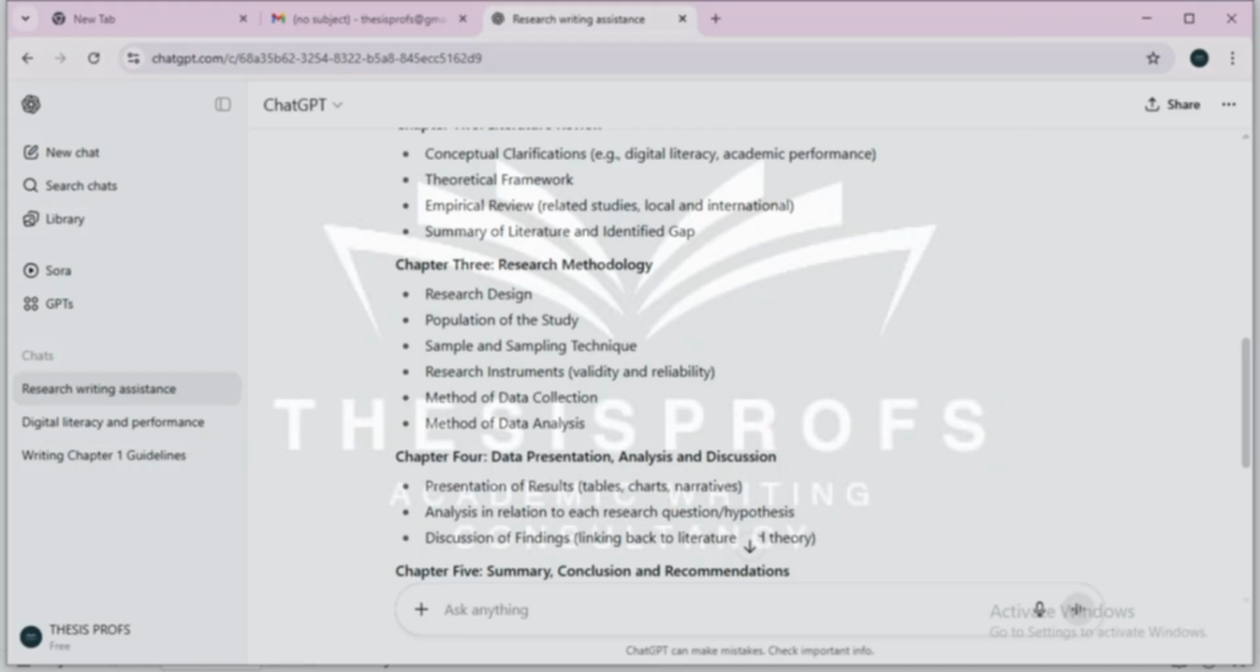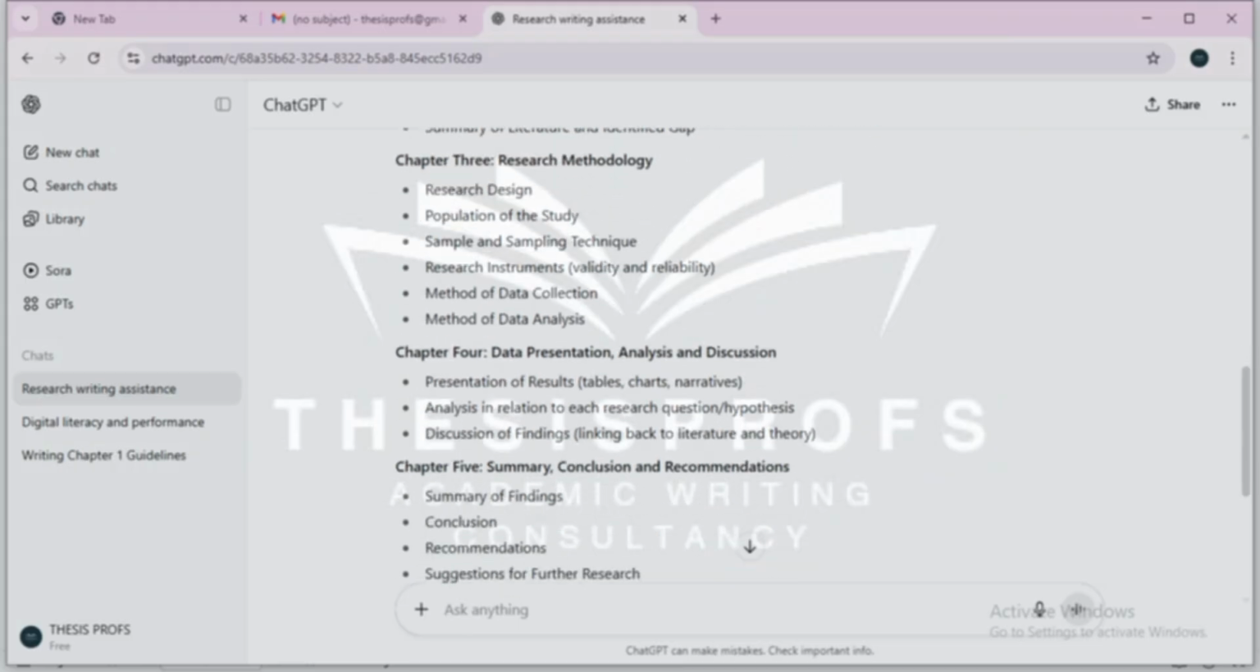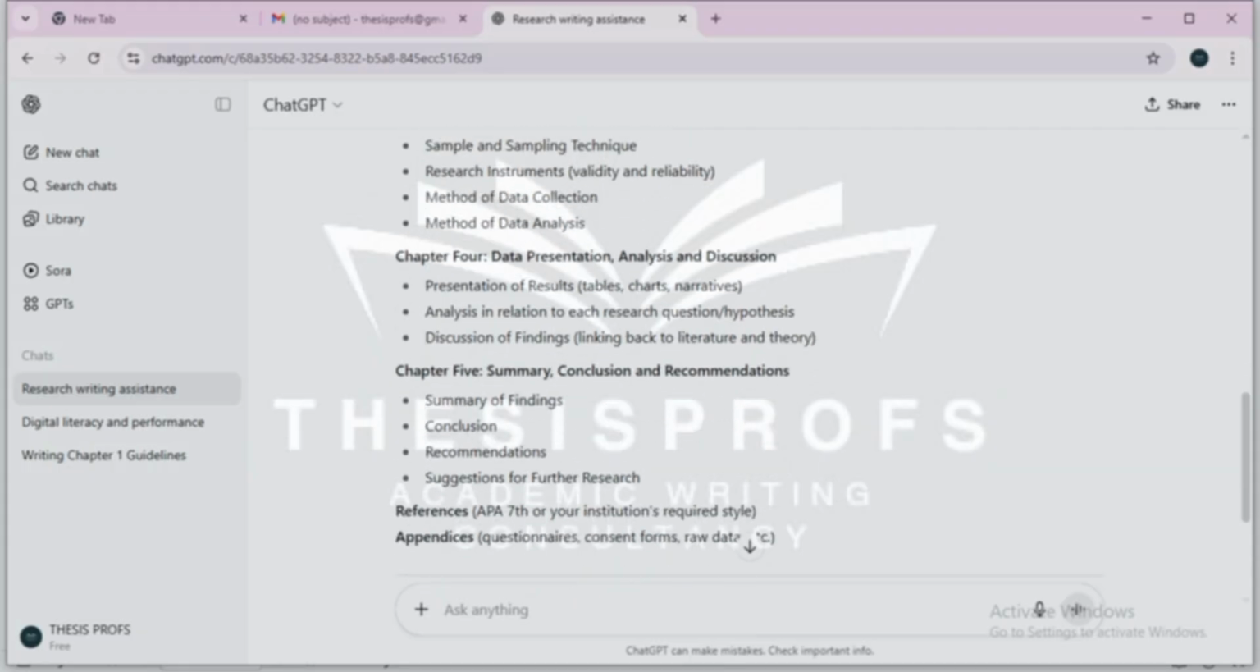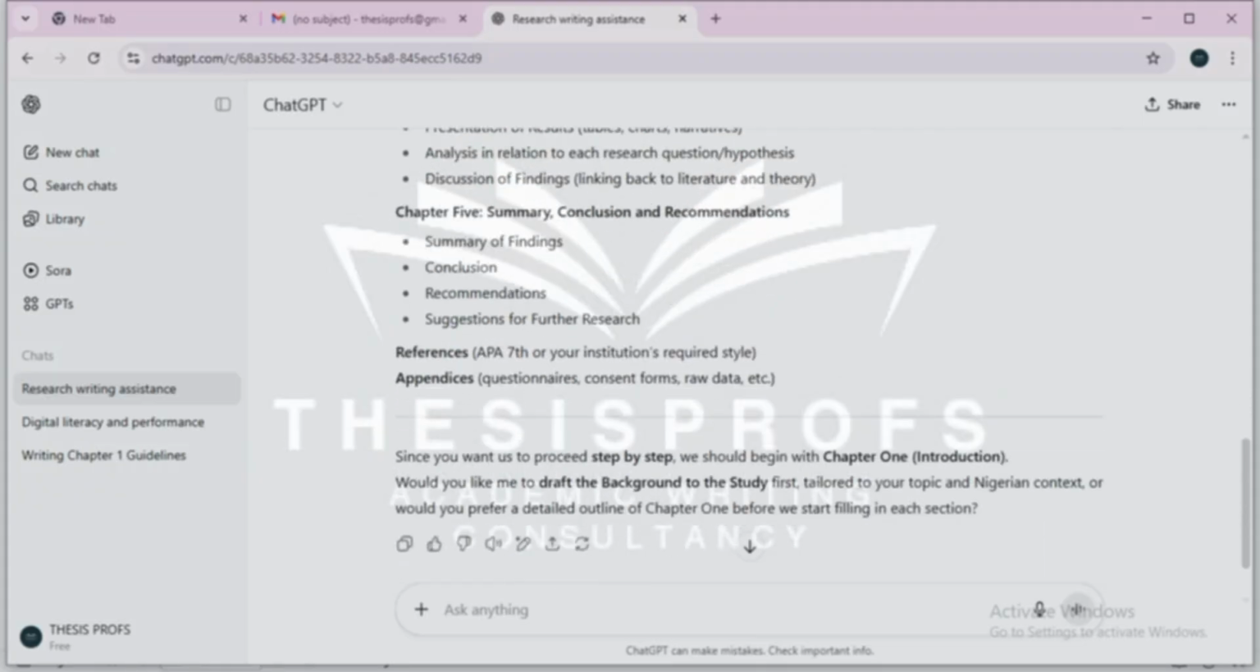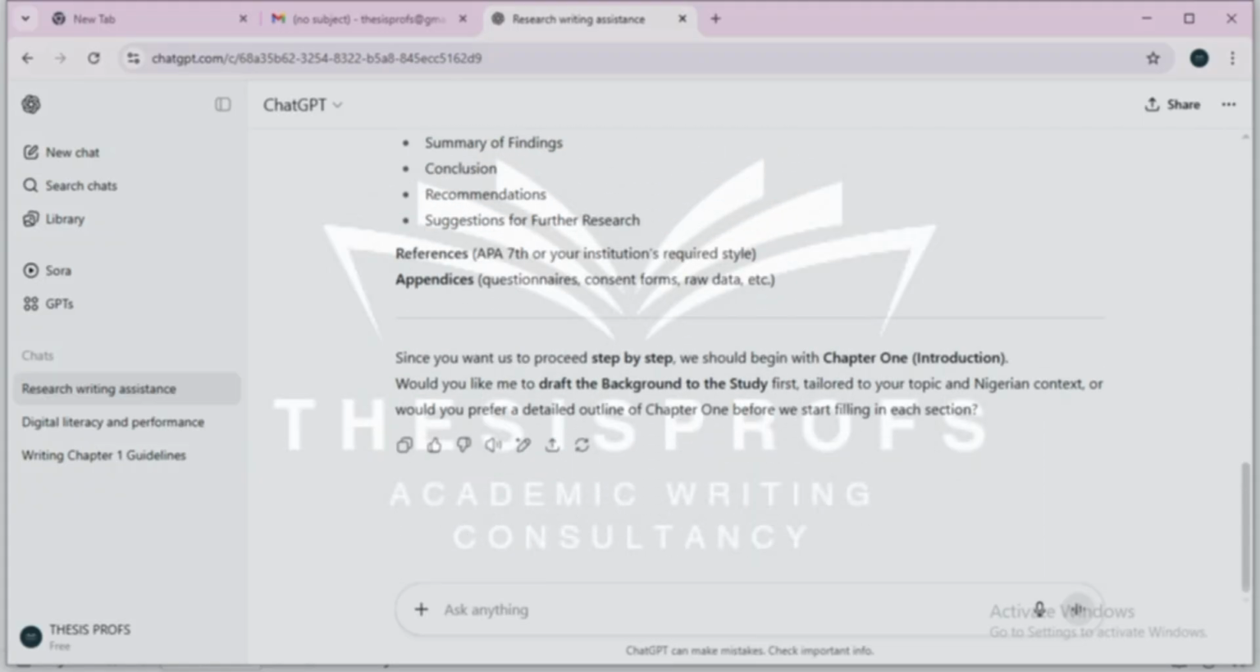This is much more accurate. Chapter 4, you can see the data presentation, analysis, and discussion. You can see chapter 5, we have the summary, conclusion, and recommendation. And then you can see the references, APA 7th, or your institution's required style, appendix, questionnaire, consent form, raw data, etc. And voila. See? So we're ready for chapter 1. We're ready to start with our chapter 1.